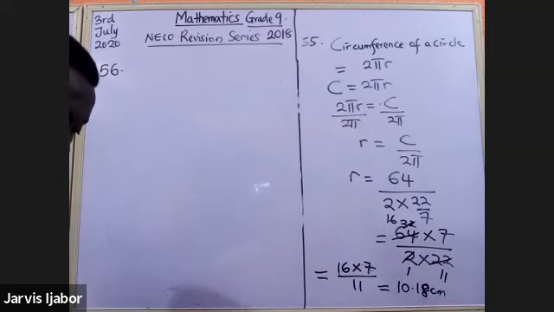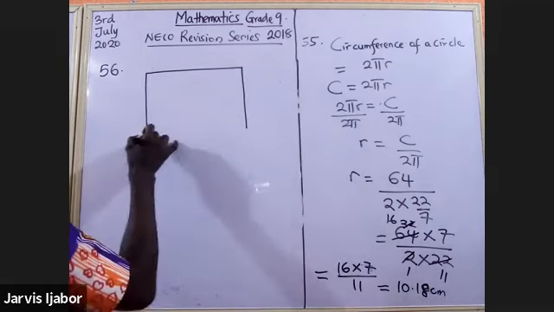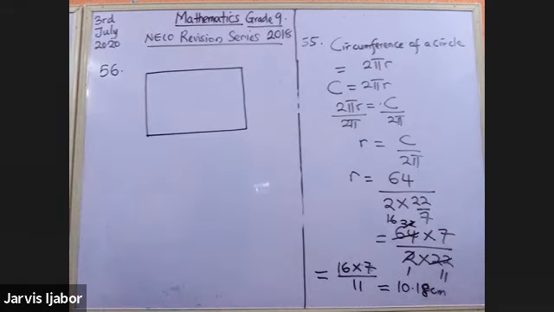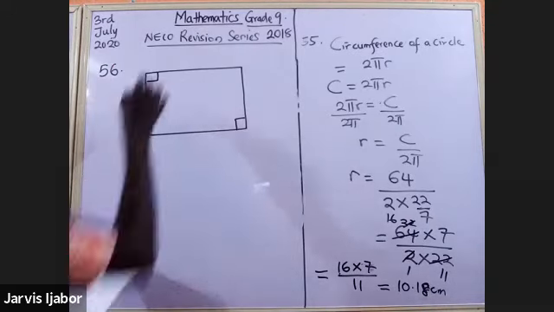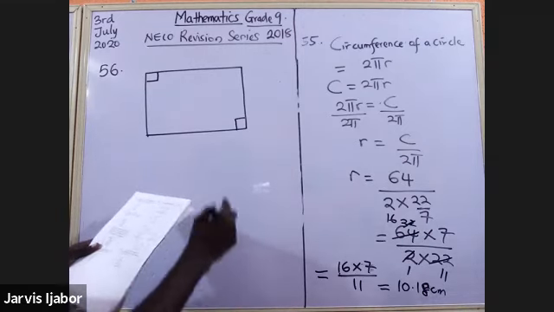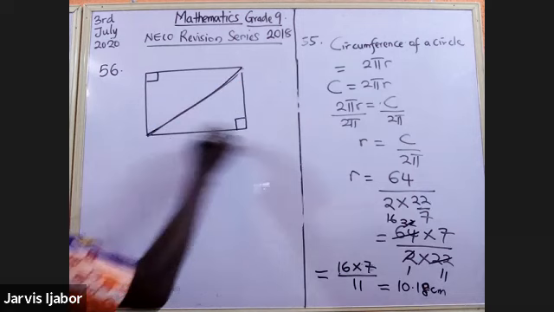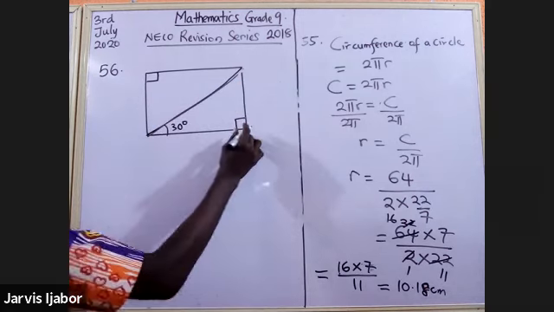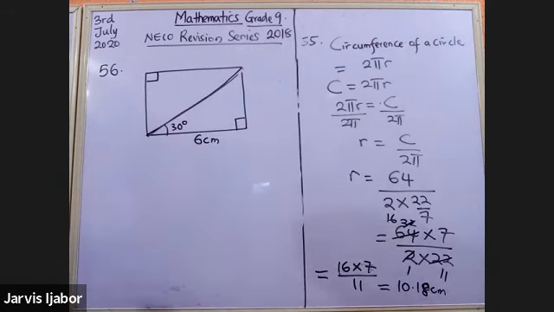The angle between the length of a rectangle and its diagonal is 30 degrees. So the first thing you need to do is to draw the rectangle. They said the angle between the length and the diagonal, so I'll take this to be the length, and the angle with the diagonal is 30 degrees. The length is 6 cm. We are asked to find the length of the diagonal.